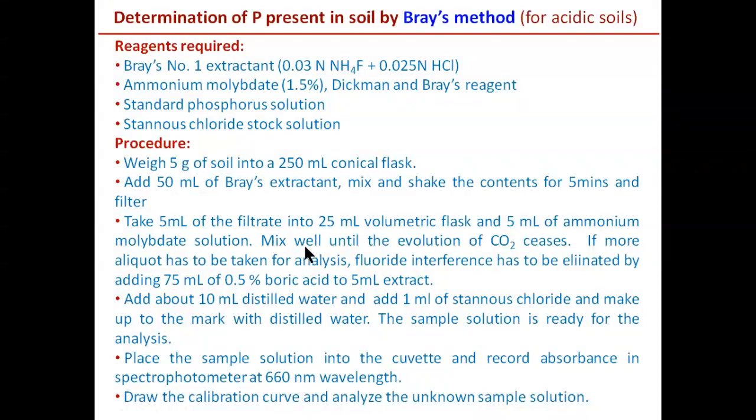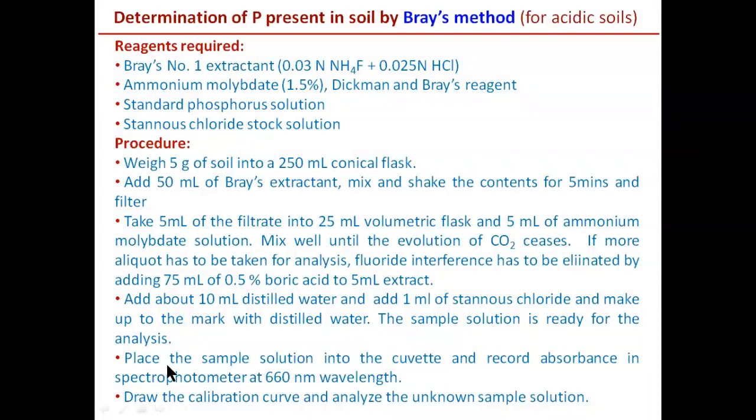If more liquid has to be taken for the analysis, the fluoride interference has to be eliminated by adding 75 ml of 0.5% boric acid to the 5 ml extract. Then to that add about 10 ml distilled water and add 1 ml of stannous chloride, which is acting as a reducing agent. Once it reduces, it imparts the color. After adding 1 ml of stannous chloride, make up to the mark with distilled water, and the sample solution is ready for the analysis.